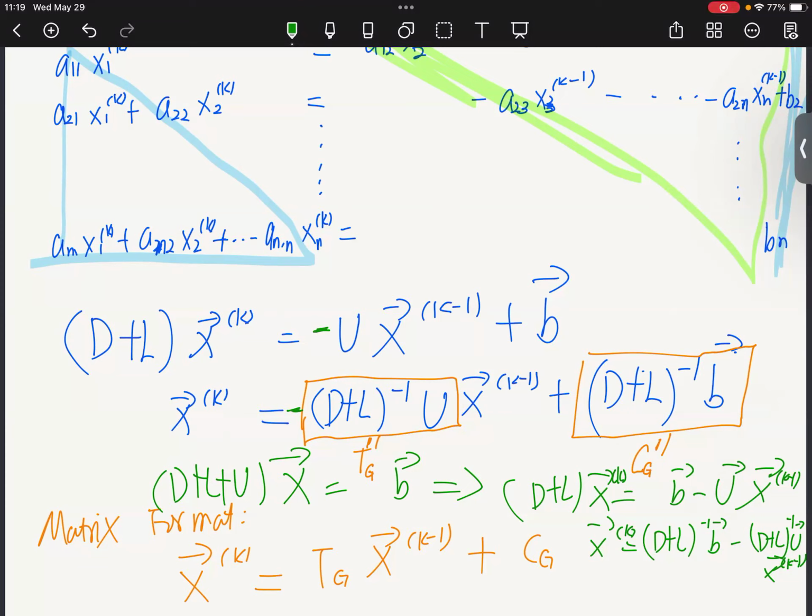This is the same format as the earlier one, but I explained the idea again by approaching it with another method: decomposing A into D plus L plus U, moving things around, letting the terms on the left be the k-th iteration and the terms on the right be the k minus 1 iteration's result. This is how we get the matrix format.